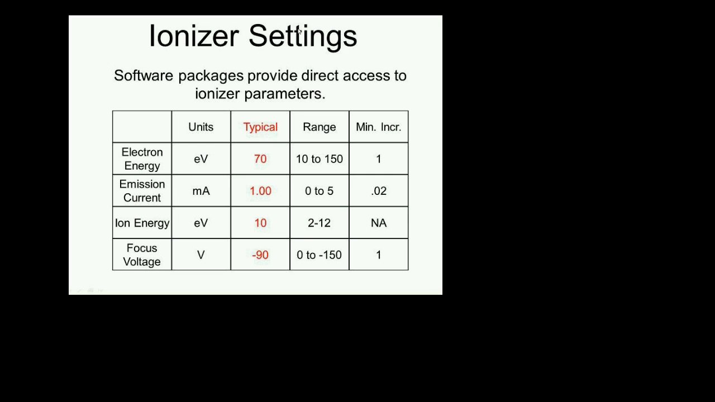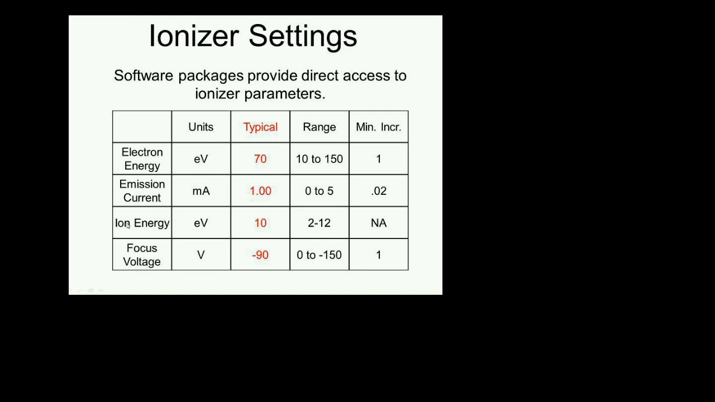So here's an example of ionizer settings. I pulled this out of the RGA as well. Yes, sorry, it's RGA, I mean. And this is the settings that we're talking about. There is an electron energy setting, which is how hard we hit the electrons, and I'll talk about this in a minute. We have an emission current setting, we have an ion energy setting, and we have a focus voltage.